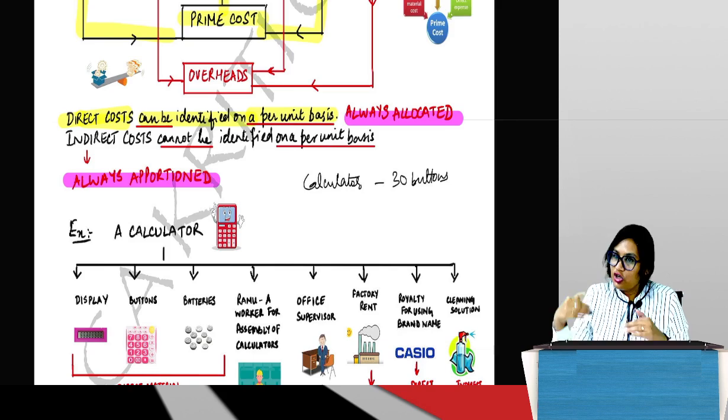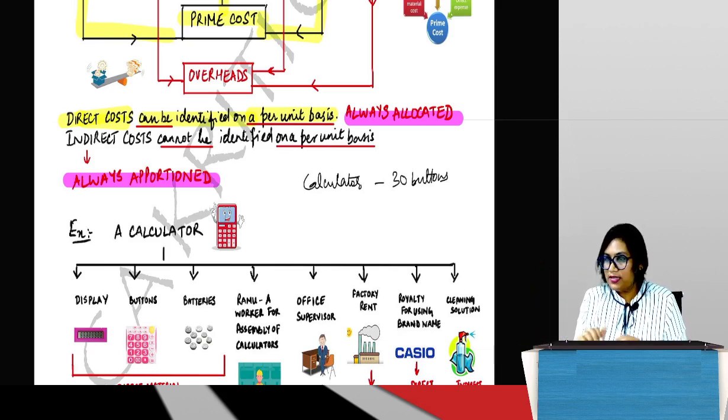Yes or no? So that is called allocation. Guys, is it okay? Everybody? And from this we arrived at one small format of the cost sheet.